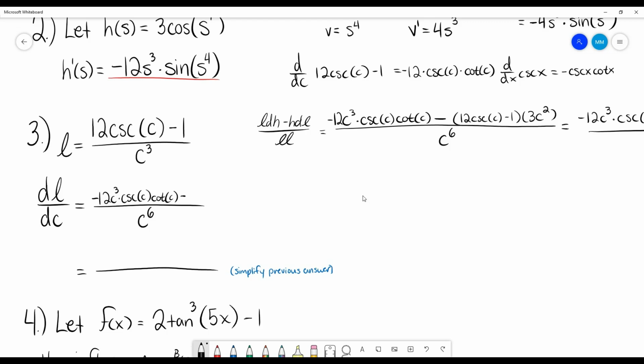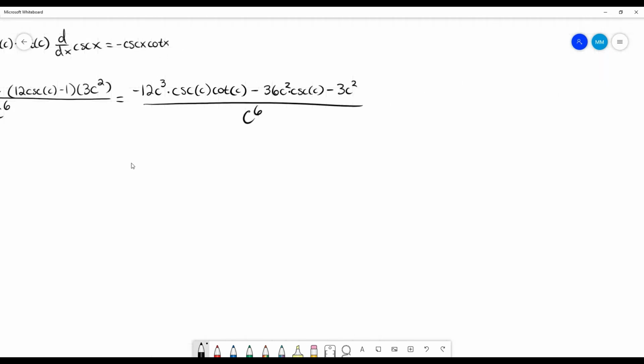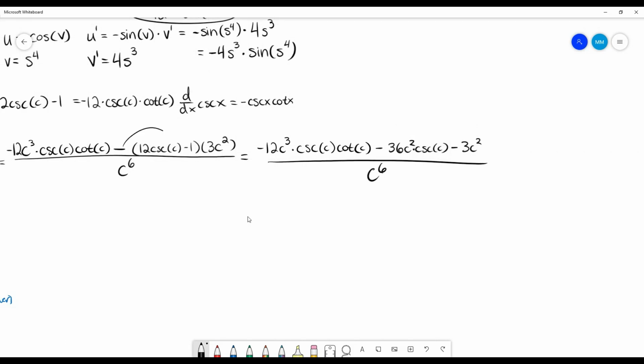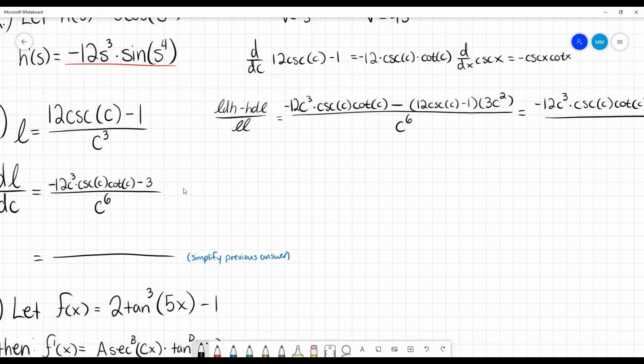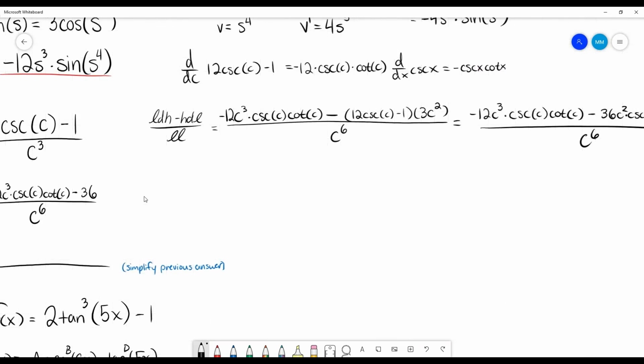Oops. Looks like we run over it a little bit. What did I say that was? Oopsie daisy. Forgot to distribute that negative, so that's going to turn into a plus right there, because that minus a negative 1 times that. Okay. So let's see, negative 6, oops, c squared times cosecant of c plus 3c squared. Okay.